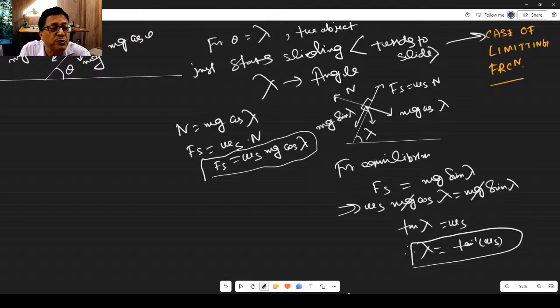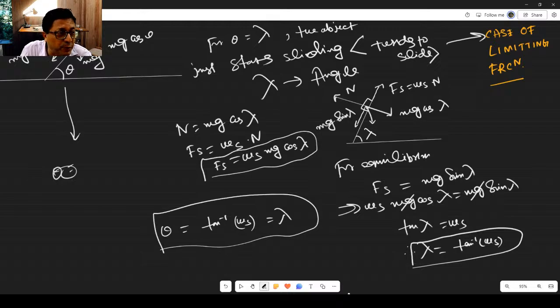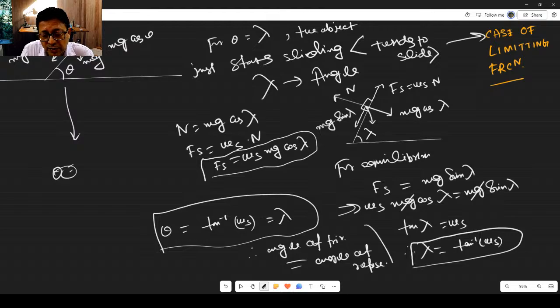So now you can draw a conclusion. Initially we saw that on the horizontal surface, the angle of friction theta is tan inverse mu s, and here you got lambda equal to tan inverse mu s. It's an important theory question for school-based examination. So therefore you will say that the angle of friction equals the angle of repose.